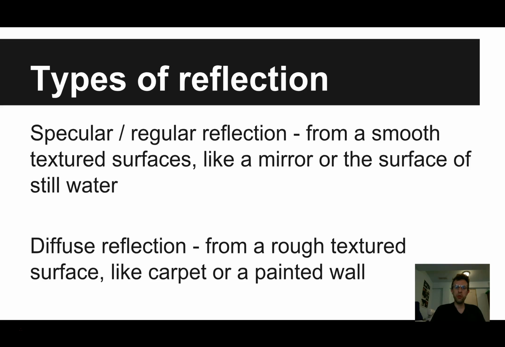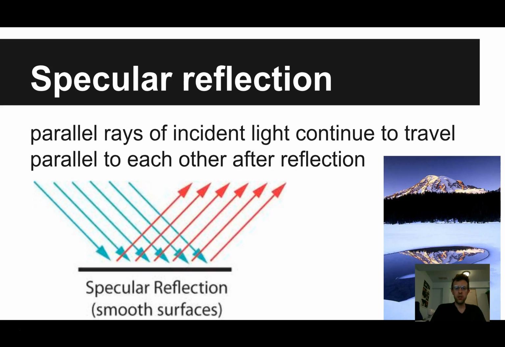So this is a result of how smooth or rough the surfaces are. If we have a really smooth surface like a mirror, we call that regular reflection or specular reflection. If we have a rougher surface, so something that's not a polished mirror finish, we're going to have diffuse reflection. So a couple examples of the difference between these. We've got the mountain reflected in the lake down below. We see this nice clear picture, and so that would be an example of specular or regular reflection.